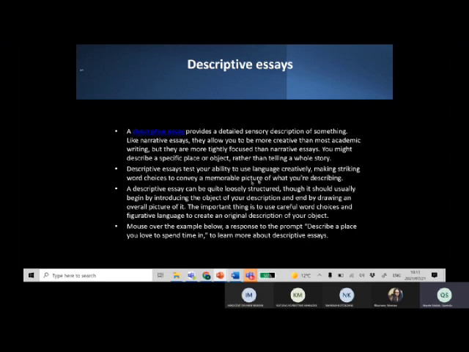Descriptive essays test your ability to use language creatively, making striking word choices to convey a memorable picture of what you are describing. A descriptive essay can be quite loosely structured, though it should usually begin with an introduction of the object, your description of the object, and then you end by drawing the overall picture of it. The important thing is to use careful word choices and figurative language to create an original description of your object.